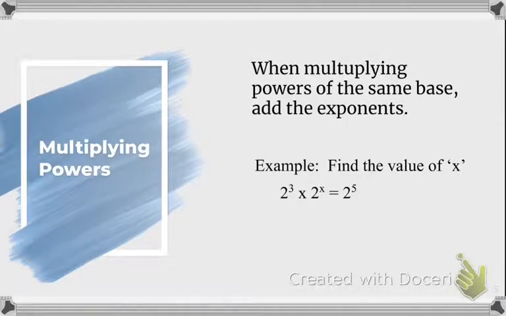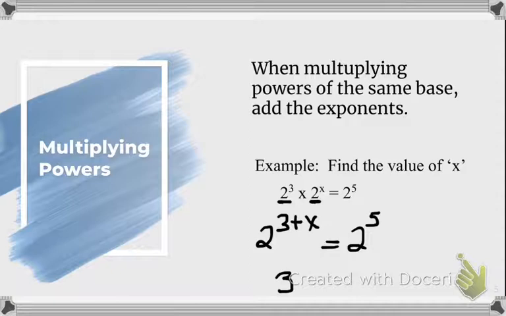Okay, still working with multiplying powers. Here's another example. We're going to try to find the value of x. So we have 2 to the power of 3 times 2 to the power of x equals 2 to the power of 5. Our bases are the same. So when the bases are the same, then you're allowed to add the exponents together. So 2 to the power of 3 plus x will equal 2 to the power of 5. If the two bases are the same and we have an equal sign, we can just drop them down. So we have 3 plus x equals 5.